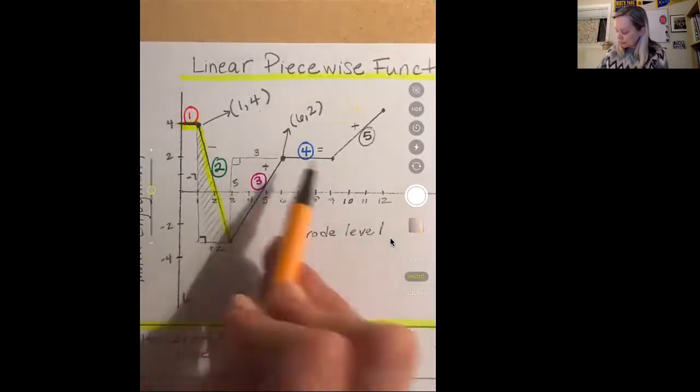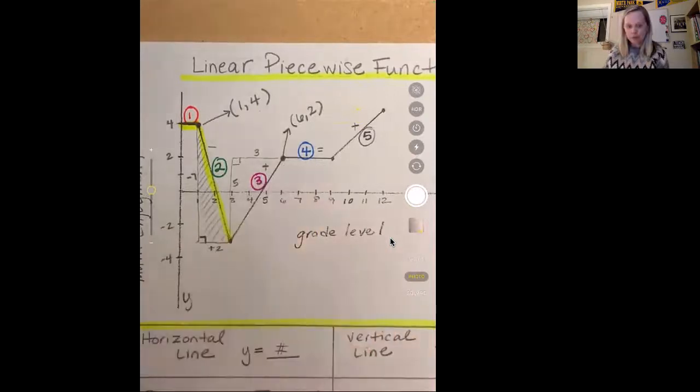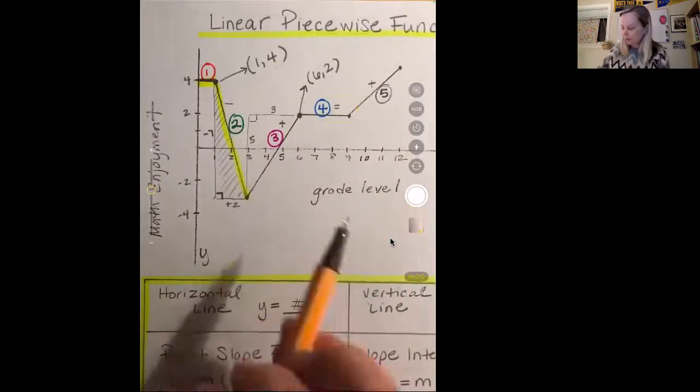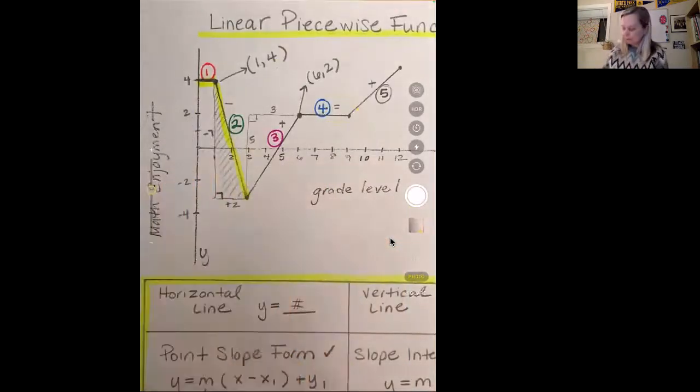So this equation will be y equals, it's a horizontal line, so I'm using just the y equals here, y equals 2.